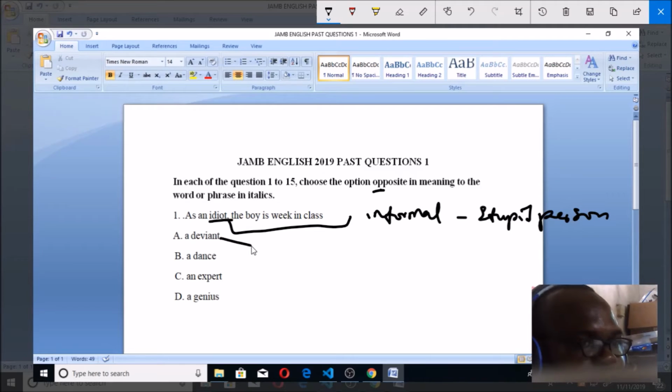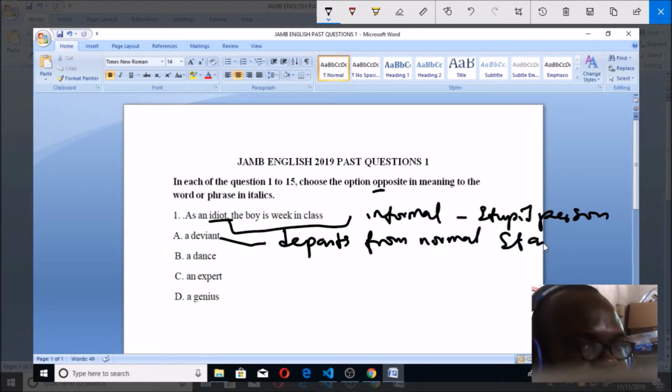Now the second word there is deviant. What is a deviant? A deviant is a person who departs from normal standard. Somebody that does what? Departs from normal standard. That's a deviant. You're not following what other people are following. Then a dunce. This is not dance. This is dunce.